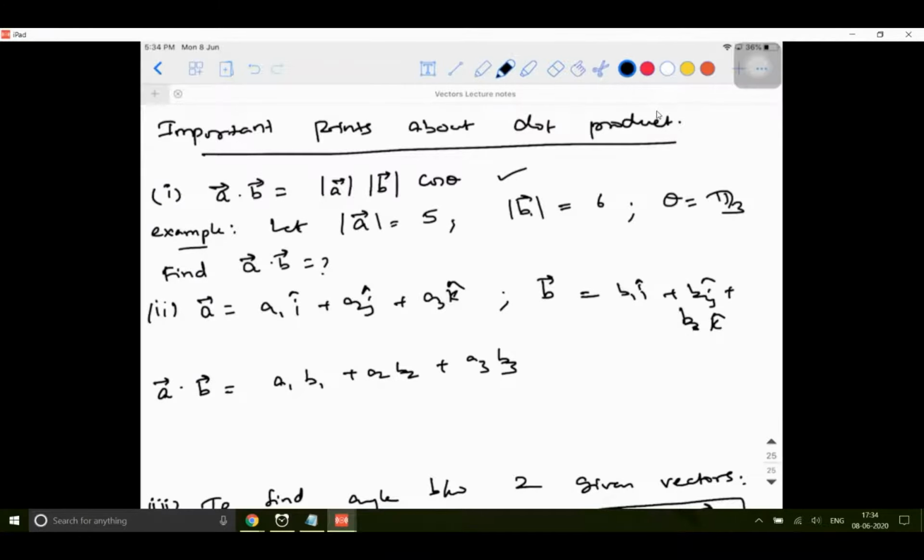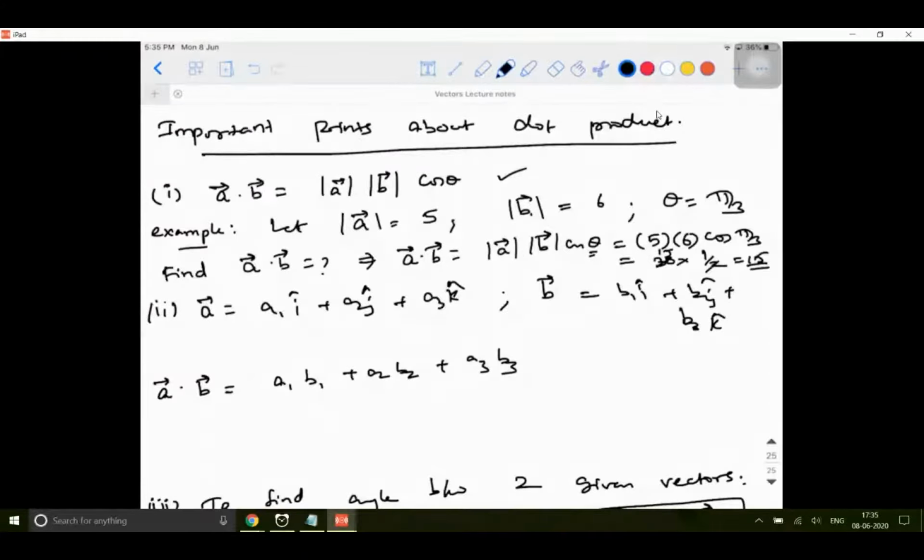How to do this? A vector dot B vector is nothing but magnitude of A vector into magnitude of B vector into cos theta. So magnitude of A vector is 5, into magnitude of B vector is 6, into cos of theta, which is pi by 3. So it is going to be 30 into cos pi by 3, which is half. This and this will get cancelled. Answer will be 15. Okay. So this is how the answer is going to be.